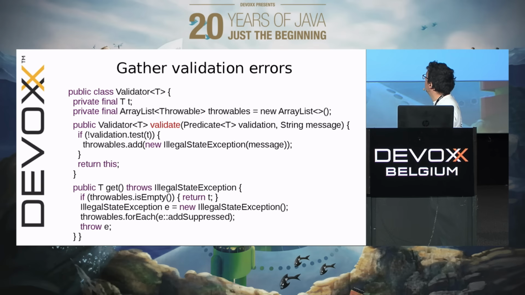In that case, you can use suppressed exception. And on a list, I have a forEach that will call addSuppressed for each element. Okay.